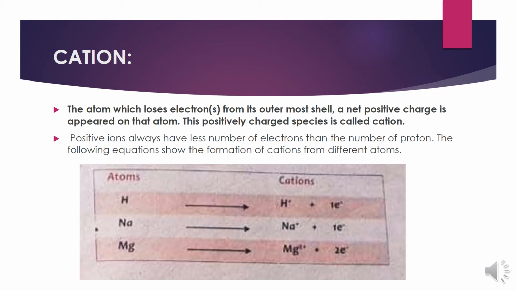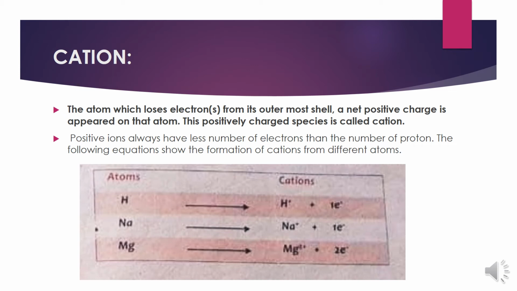The following equations show the formation of cations from different atoms. First of all, hydrogen, atomic number 1, after losing one electron, the plus 1 will come. And sodium with atomic number 11 has one electron in the outer shell, and it will favorably lose that electron, and after losing the electron, the positive charge will come, because there are more protons than electrons. But how many more protons? One proton more than electrons, so a net plus 1 charge.